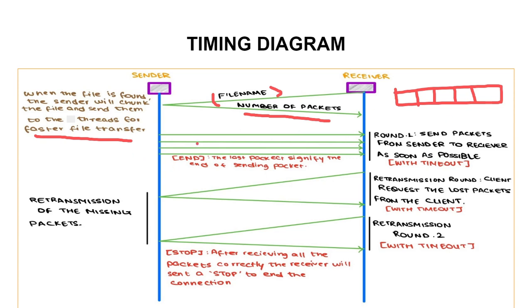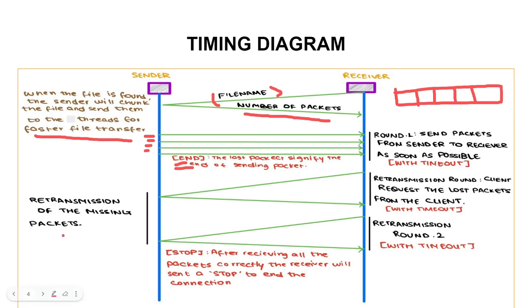So then the sender will start sending the file one packet at a time, and after the last packet is sent, it will send an end signal signifying the end of packet sending. And after receiving the end signal, the receiver will check its set, and then it will request the lost packets from the client.